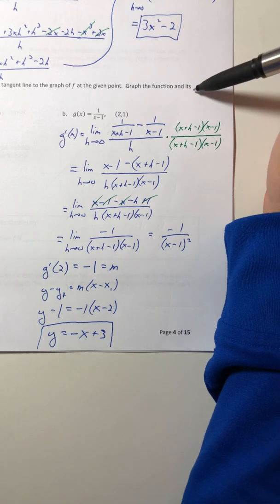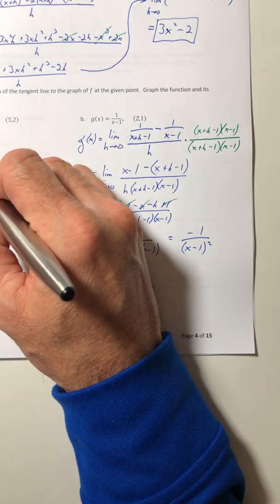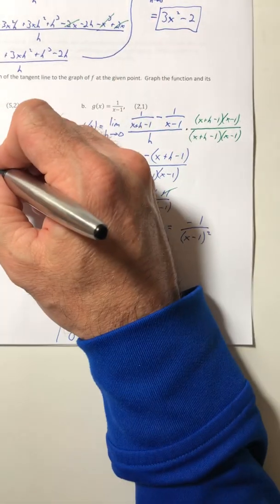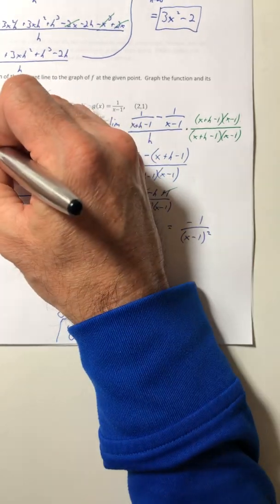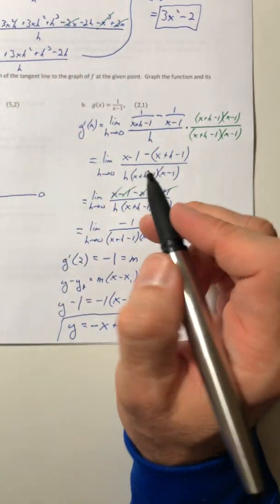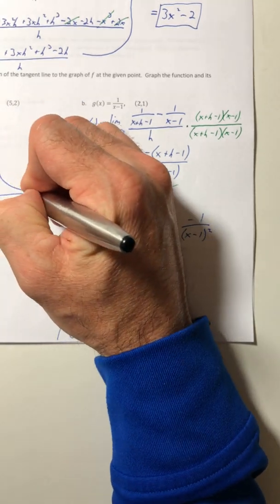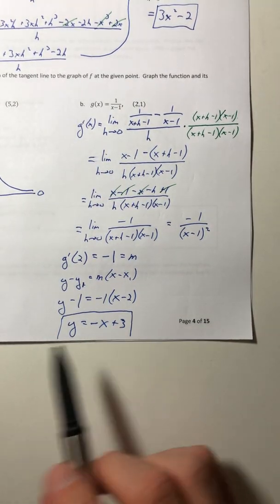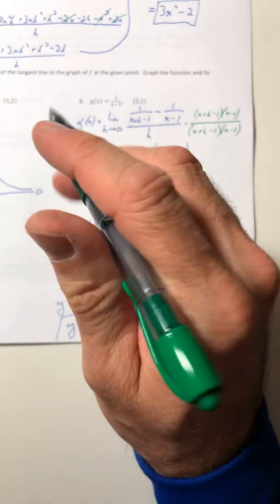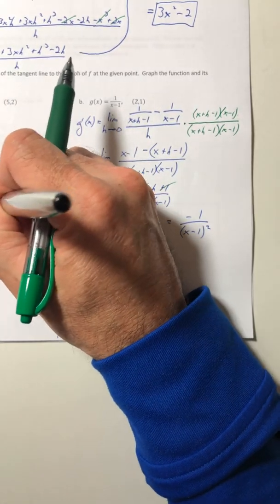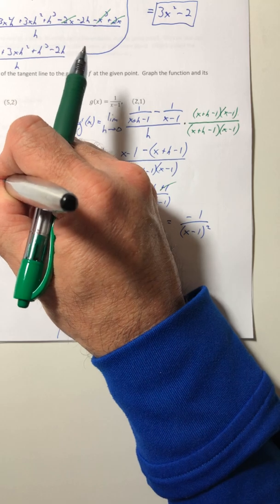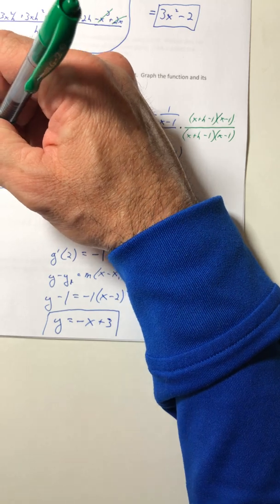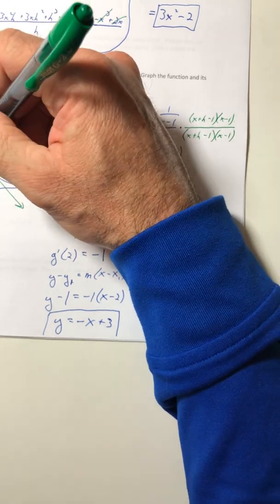Then the last part, graph the function and its tangent line. So I'm going to do it over here just because I have more room. So 1 over x minus 1 has that vertical asymptote at 1, horizontal at 0. So it's going like that, and like that. And then your tangent line at the point 2, 1, so about right there. Tangent line is going to go just like that.